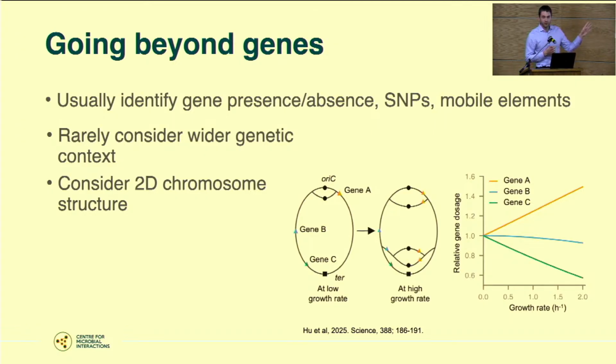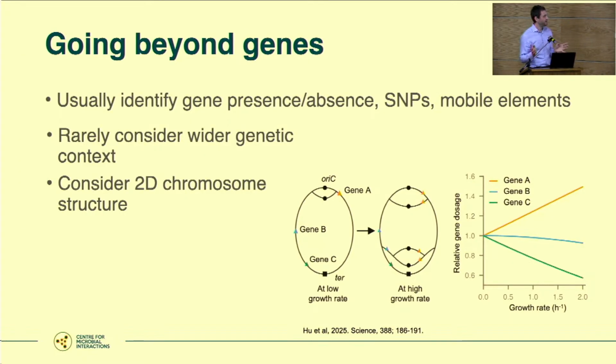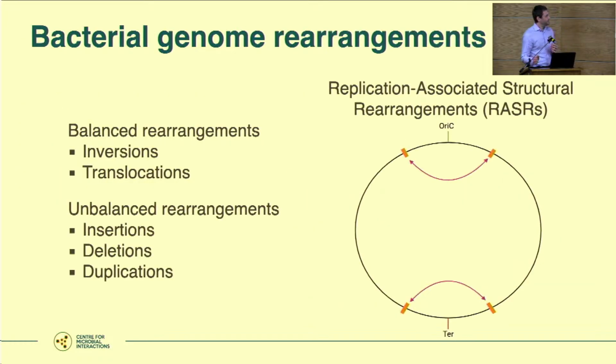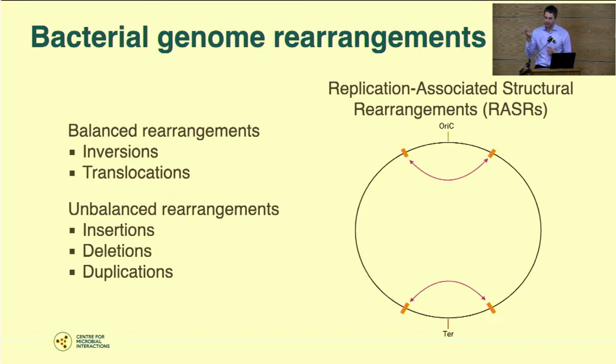And this is all dynamic. It changes as the growth rate changes, which is impacted by all kinds of different things. We also know that bacteria are very good at rearranging their chromosomes. So they do lots of different types of rearrangement. We often look at small rearrangements like the movement of transposons or insertion sequences, that kind of thing.